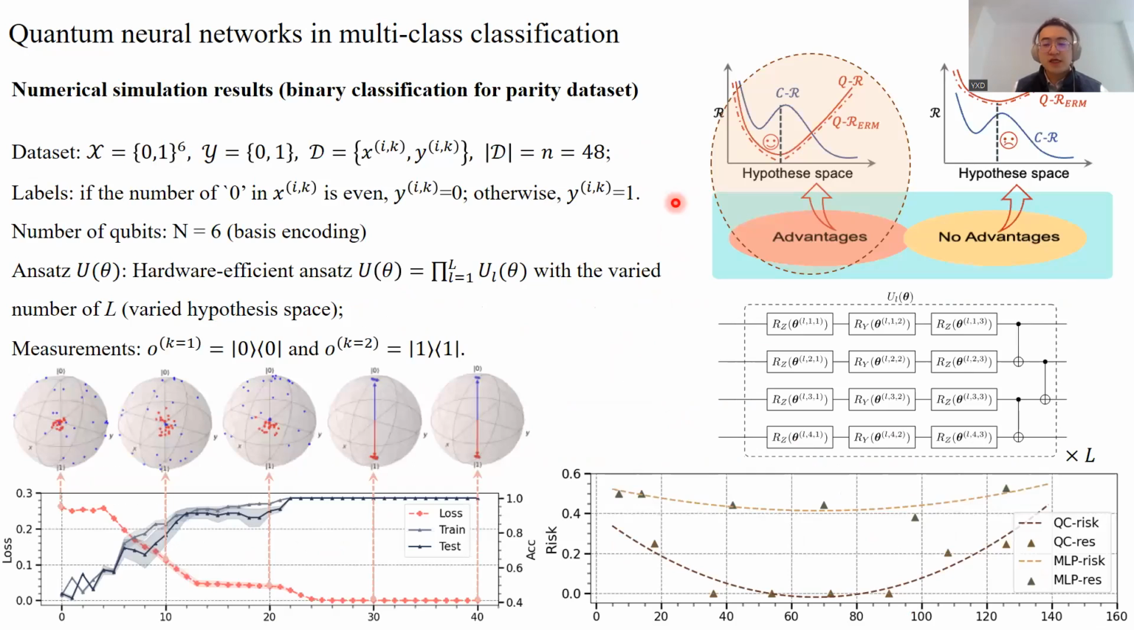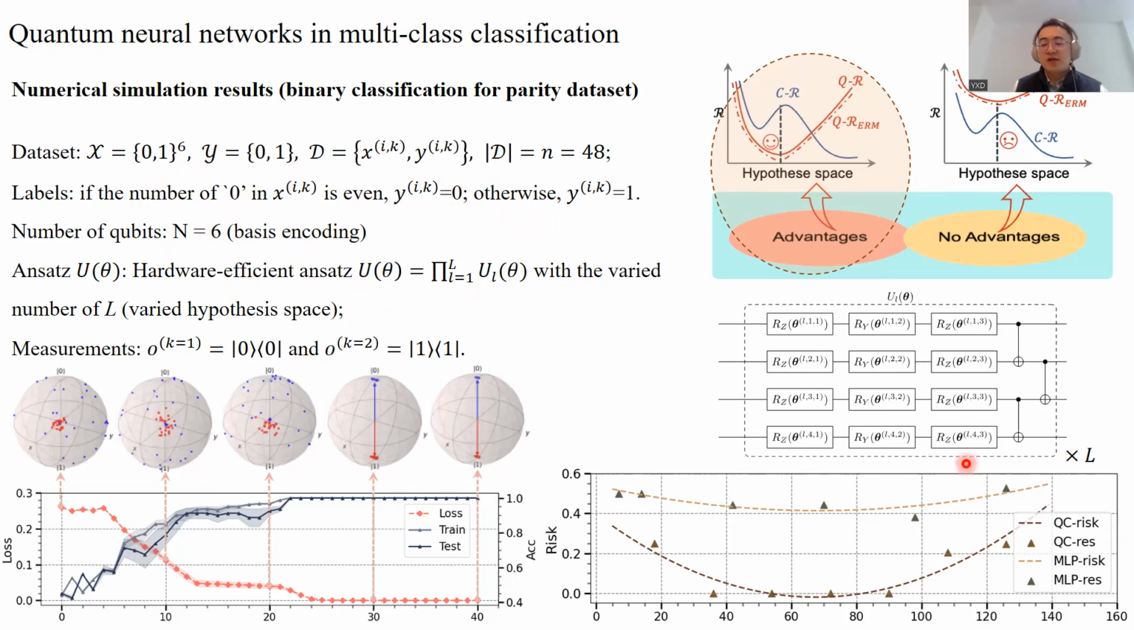And we conduct several experiments to visualize our results, especially these two distinct risk curves. The first experiment is binary classification on the parity dataset. The dataset is listed here. We create in total 48 examples, and we label the bit string as 0 if the number of ones in the input example is even, and otherwise we label it as 1.